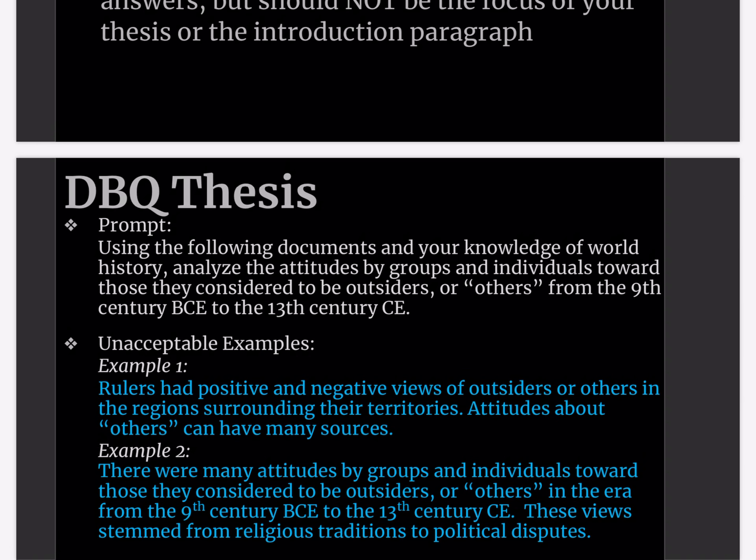Example 2. There were many attitudes by groups and individuals towards those they consider to be outsiders or others in the era from the 9th century BCE to the 13th century CE. These views stem from religious traditions to political disputes. Well, this thesis improves upon the first example by including some specific information on where the views came from, but it would not earn the thesis point because it does not answer the entire prompt. Nowhere in this example does it say what those attitudes were, and that's what the prompt is asking for.